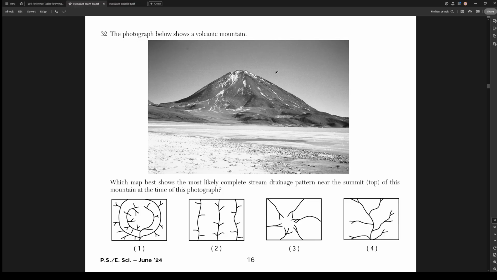Photograph shows a volcanic mountain, and they want to know the stream drainage pattern. So imagine this. It's raining on the top of this mountain. Some rain goes down this side, this side, this side, the back side, so you get something like this. I can't draw 3D, by the way. You got to use your imagination on that one.